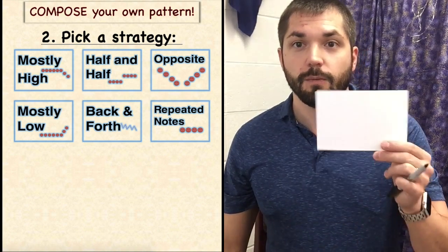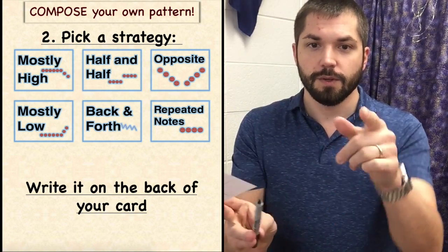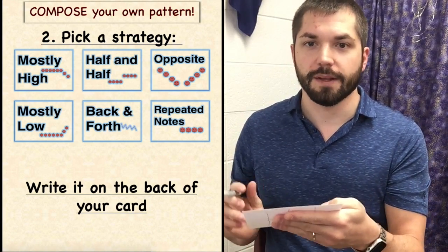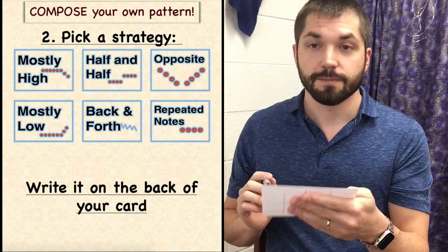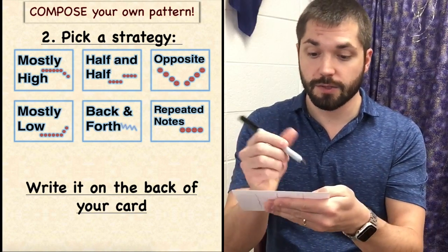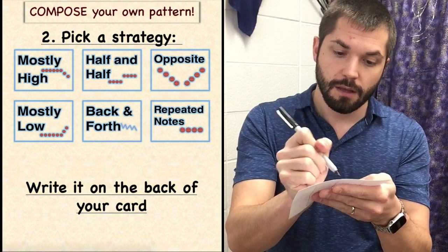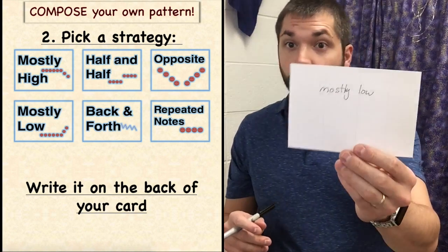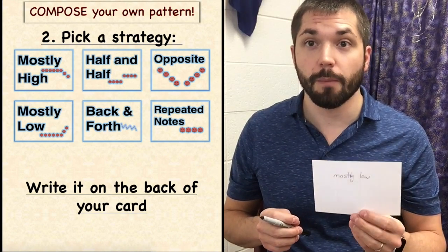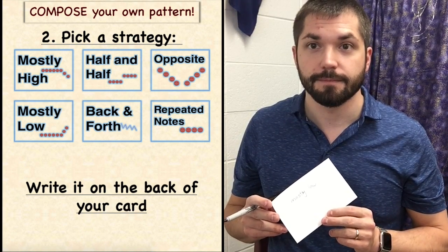Now, once you've picked it, we want to write it on the back side of our card. So we're going to write it on the back here. And you can use the screen to help you spell it right, but spelling's not important right now because we just want to know what strategy we got. So let's just write the words. You can write whichever one you are going to choose, but I think I'm going to choose mostly low for my pattern. So I'm going to write on my card, mostly low. So mostly low is the strategy that I'm choosing today. You write whichever one you're going to choose. If you need a moment to think, go ahead and pause the video now and hit play again when you're ready for the next step.